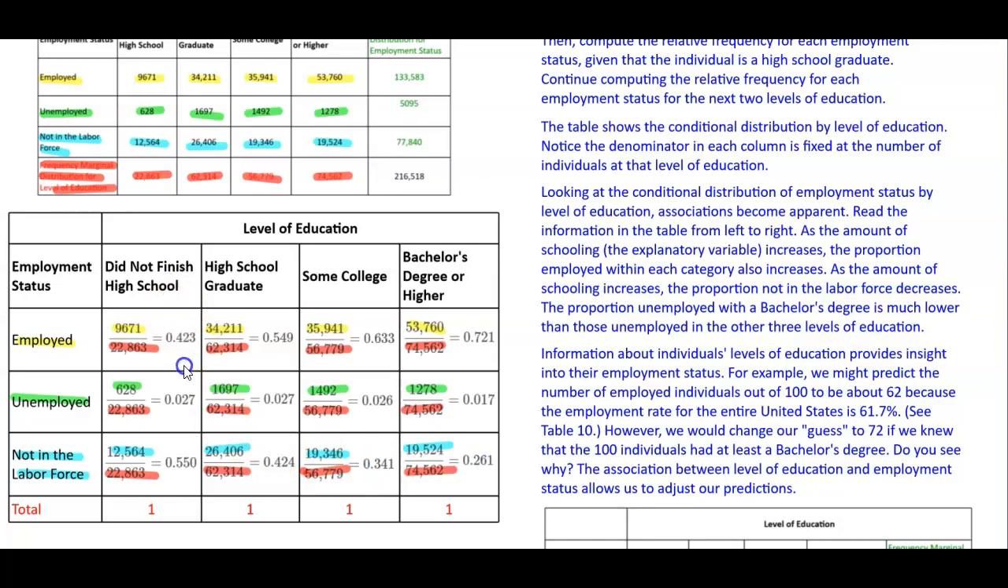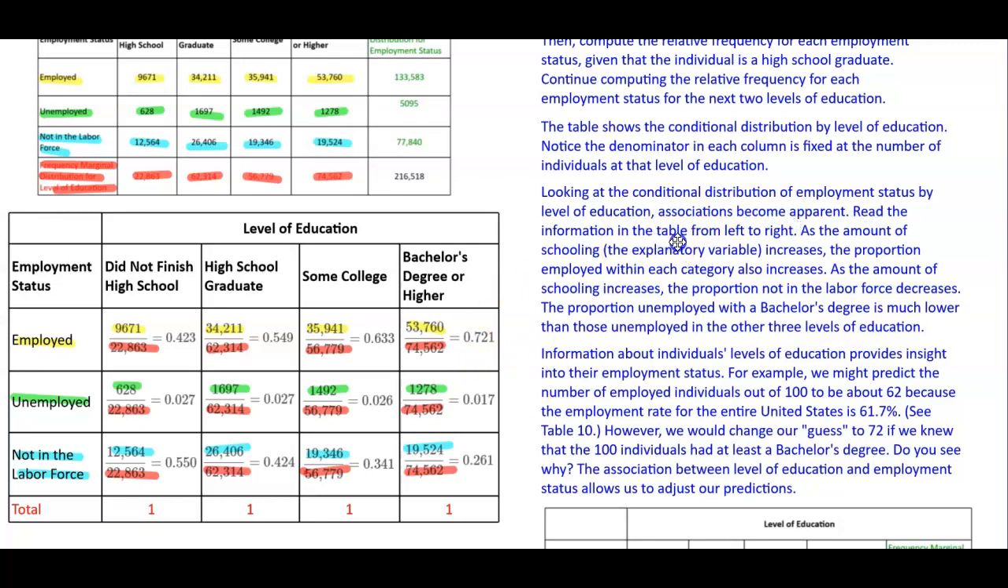If we add up each relative frequency for each column, you will see that we get a total of 1 for each of those columns. So again, the table shows the conditional distribution by level of education. Notice that the denominator in each column is fixed at the number of individuals at that level of education. Looking at the conditional distribution of employment status by level of education, associations become apparent.